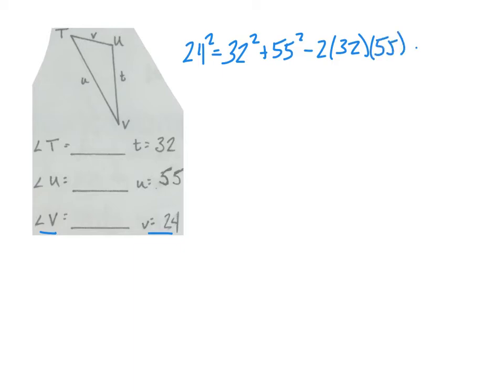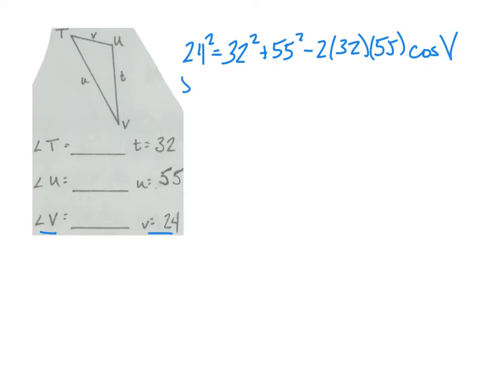So because V is the smallest side, I'm going to use side V and angle V. Law of cosines says side V squared is going to be the sum of the squares of the other two, a lot like the Pythagorean theorem, except we have to subtract 2 times the product of those two sides times the cosine of angle V. Of course, now we're going to head over to the calculator and calculate all this stuff.